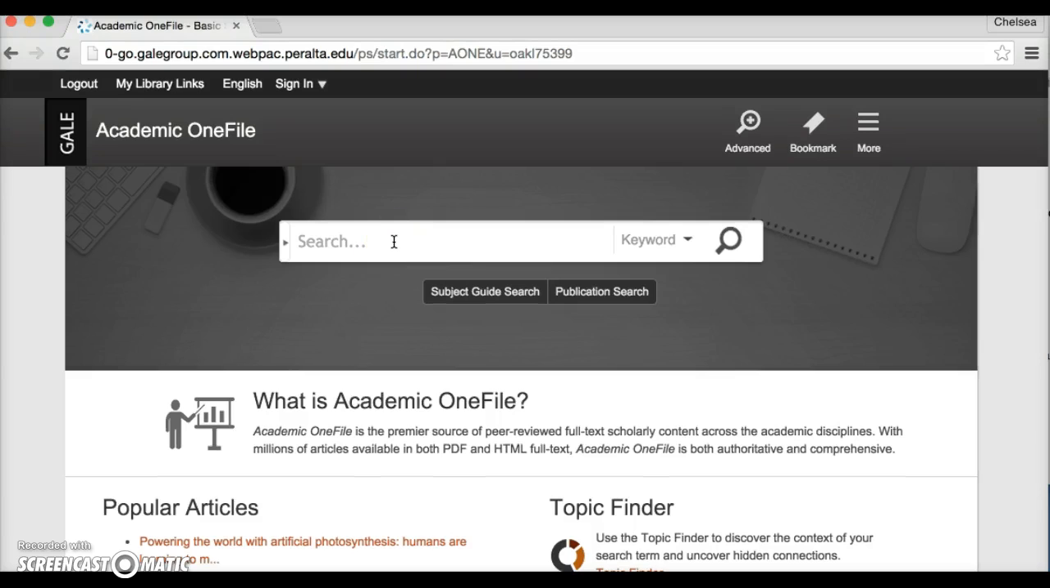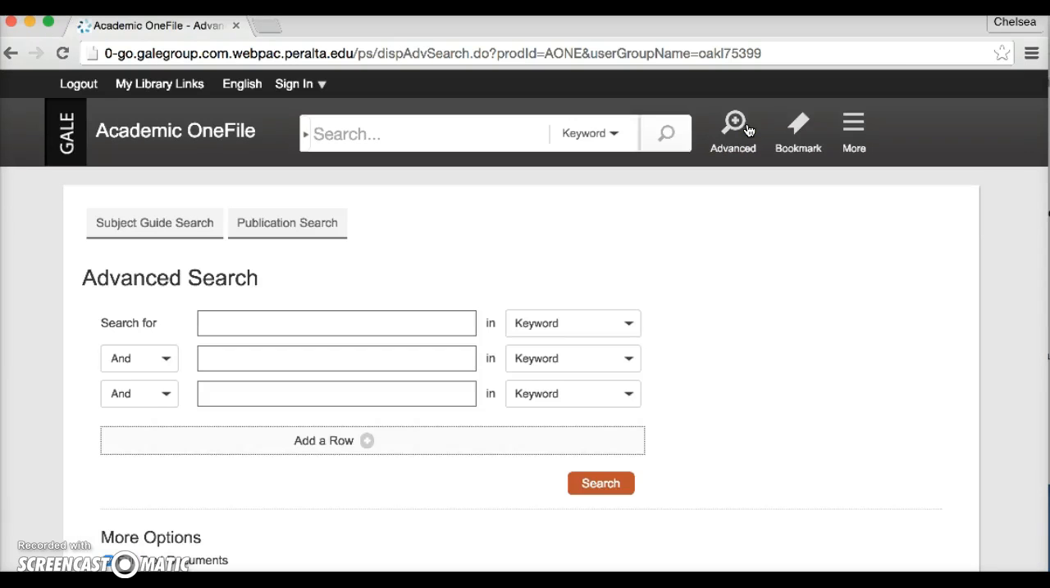So remember, the librarian Jordan said you can search by a keyword here, but it's better to go up to advanced. And you don't want to use articles or conjunctions. You want to use the main ideas, those stronger words, the nouns, the verbs, to be able to find an article that really matches the idea.